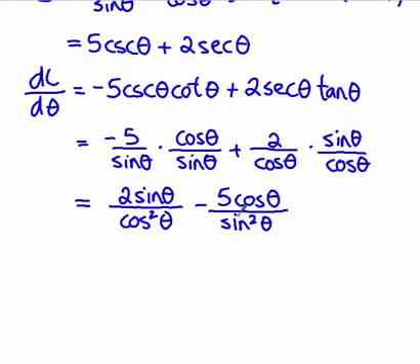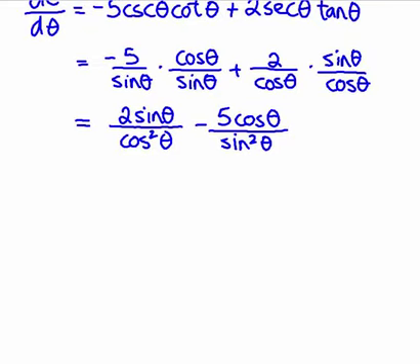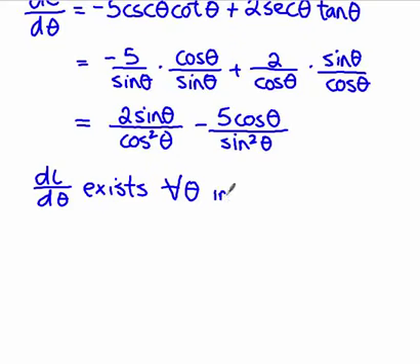Now I need to find out where this equals 0 and where it doesn't exist. And I can see right away that the only place where this is going to fail to exist would be when cosine theta equals 0, and cosine of theta equals 0 only at pi over 2 radians, and that's not in my domain. Or when the sine of theta equals 0, and the sine of theta equals 0 at 0, and that also is not in my domain. So I can say here that dL d theta exists for all theta in my domain.